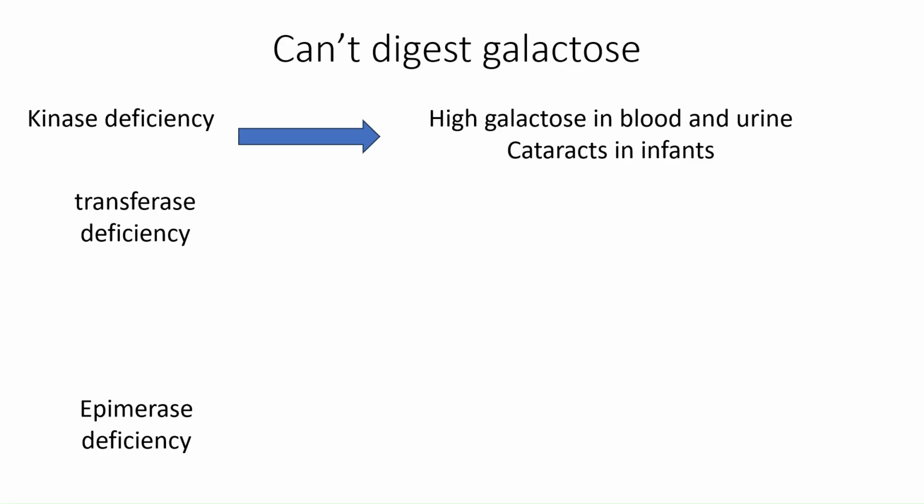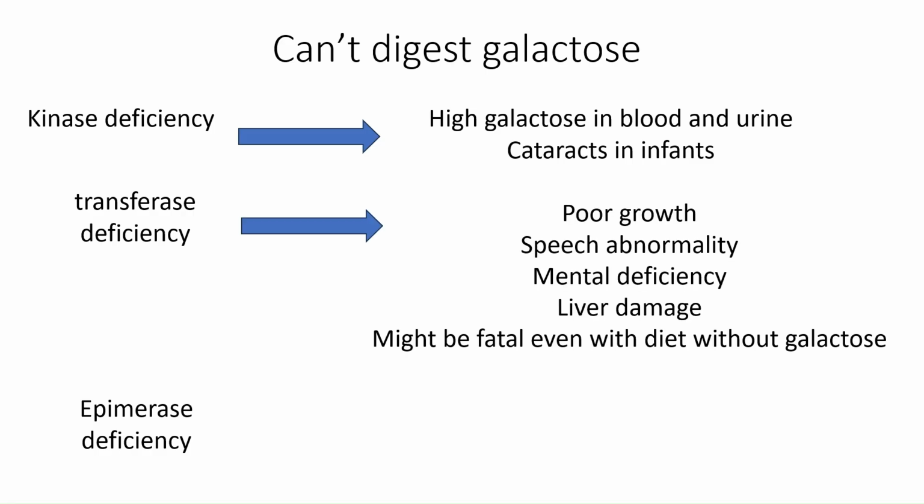Now, out of all these three enzyme deficiencies, the deficiency of transferase is the most severe. It leads to poor growth in the children, speech abnormality, mental deficiency, liver damage, and it might even be fatal. And these symptoms will be there even if galactose is removed from the diet. Now, main source of galactose in the diet will be milk. The disaccharide lactose, which is mainly present in milk, is composed of glucose and galactose.